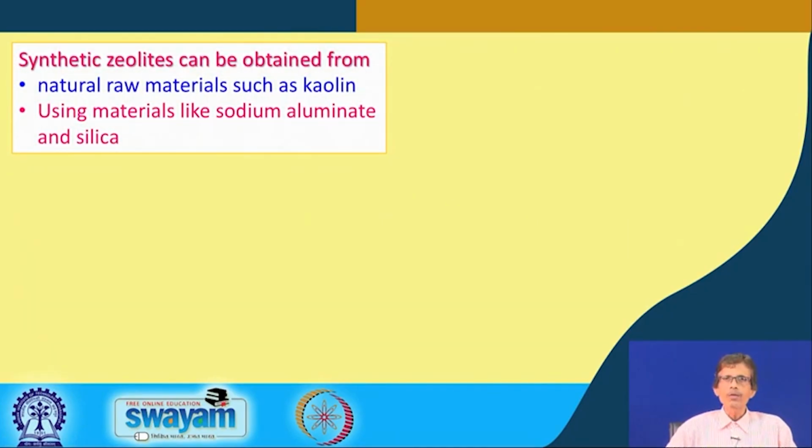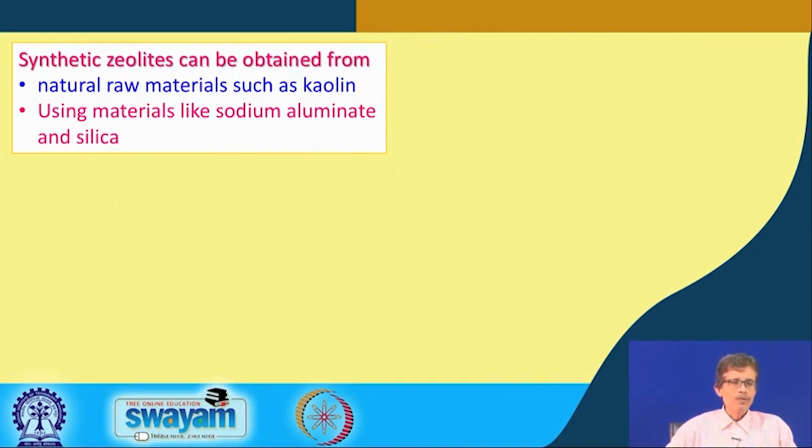So, on one hand we have those naturally occurring zeolites, and on the other hand we have synthetic zeolites. Since we have seen that out of 200 only 50 are naturally occurring, 150 are synthetic, or man-made, or laboratory-prepared zeolites.